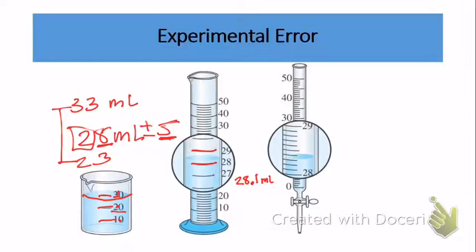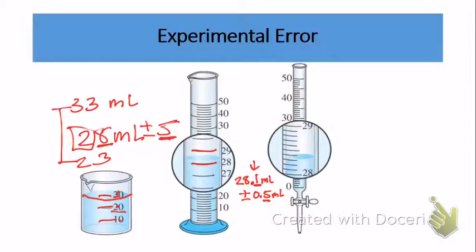So that's the smallest hash mark, going up by ones. What's half of 1? It's 0.5. So it should be plus or minus 0.5 milliliters as my random error. And notice that this is my uncertain digit, the 0.1, and my random error of 0.5 is in the same place as my 0.1, which is the tenths place. So as far as significant figures go, it matches up just nicely, okay?